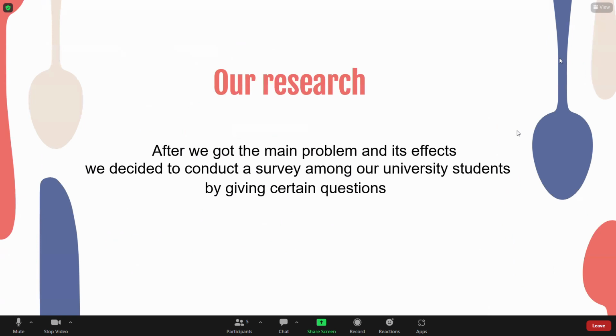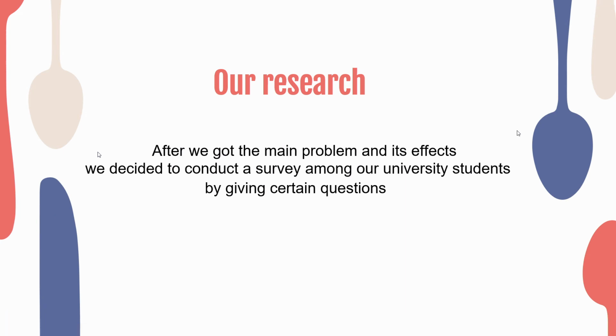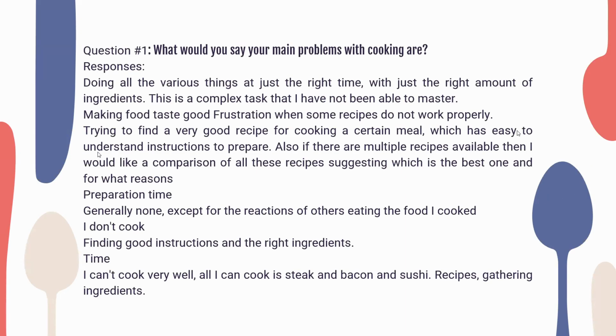Thank you, Jabala. So after identifying the issue, we decided to do research to know more about our students' problems by asking them specific questions. So the first question was, what are their main problems with cooking? So they said that doing everything at the right time with the right amount of ingredients, and also trying to find a good recipe for their certain meals, which is easy to understand and has good instructions.